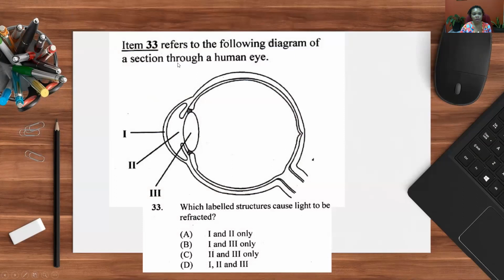Item 32 refers to the following diagram of a section through the human eye. Which labeled structures cause light to be refracted? The answer is B, 1 and 3 only. So 1 again, looking at the cornea and the lens.